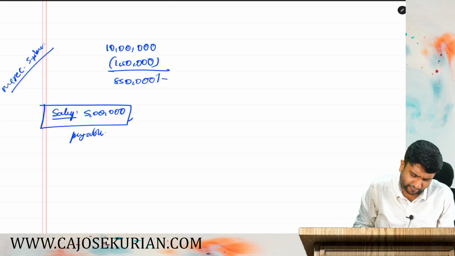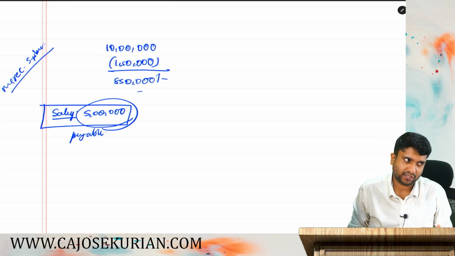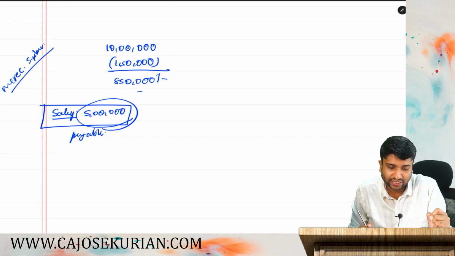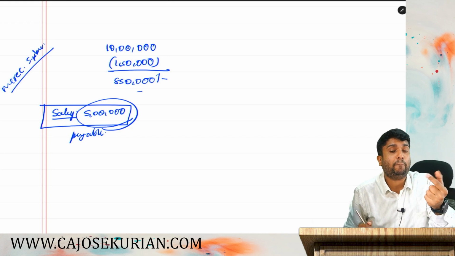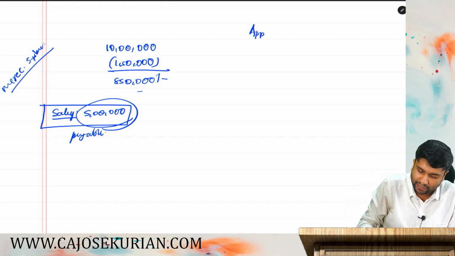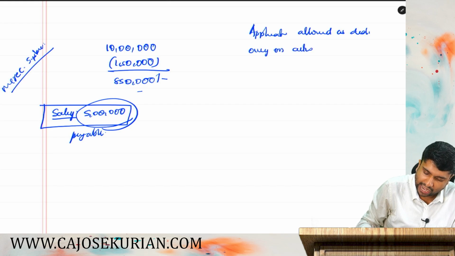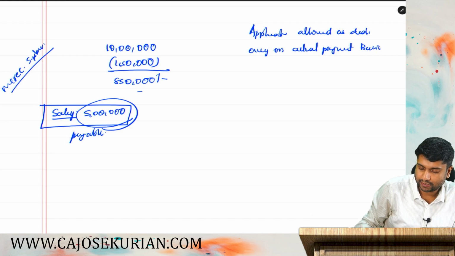Can I claim this 5 lakh payable as an application? What does the department say? Not possible. If you want to claim some amount as an application, then you have to actually make the payment in the respective year. So application is allowed as deduction only on actual payment basis. That is, in the relevant PY itself, you have to make the payment.